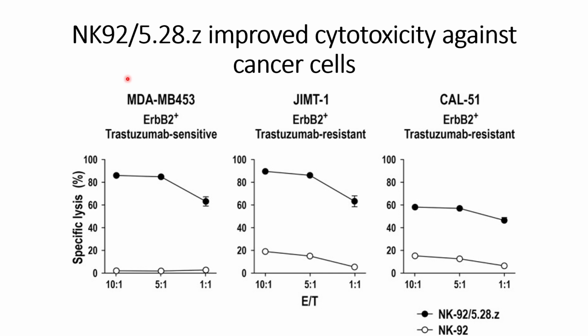We don't need the immune cells from the patients who are affected with the cancers. We can directly prepare these CAR NK92 cells against different antigens that are commonly expressed in the cancer cells, and they can be used whenever the patient needs this kind of treatment. So this is one of the advantages of these NK92 cells.